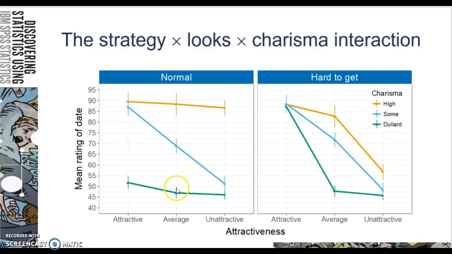All right, then there's a difference here. And then there's a difference. Those who were unattractive were rated high if they had high charisma, and those who were unattractive and were dullards were rated lower. All right, so that's one way to look at it.